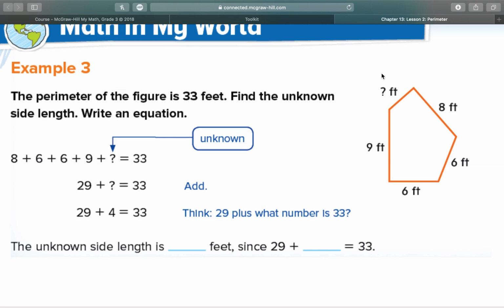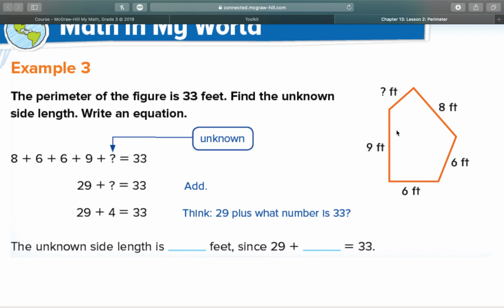But the problem with this one is that they don't give us all the sides. They tell us that we don't know how long this side right here is. It's a question mark, right? That's our unknown. Sometimes when we have an unknown, we put a question mark. Sometimes we put an X, like we've learned. Basically, we just don't know how long it is.